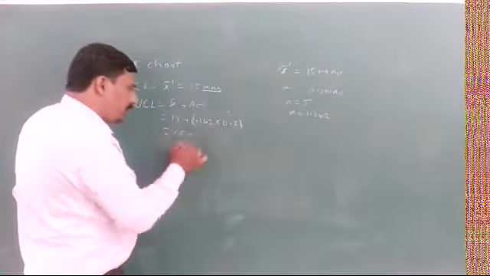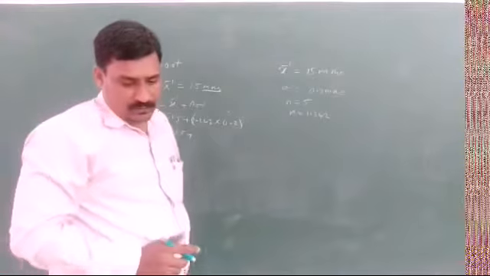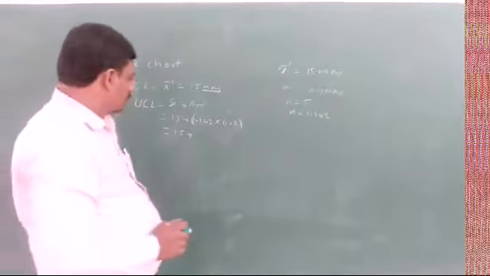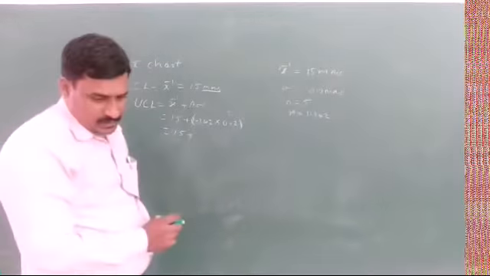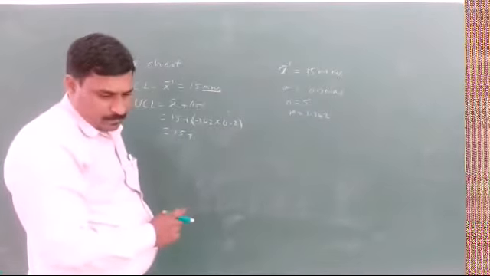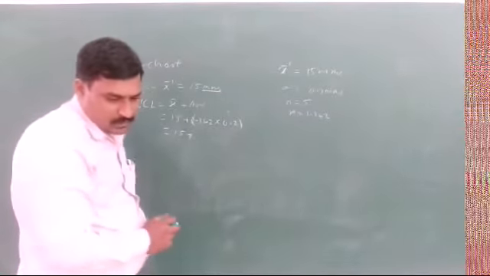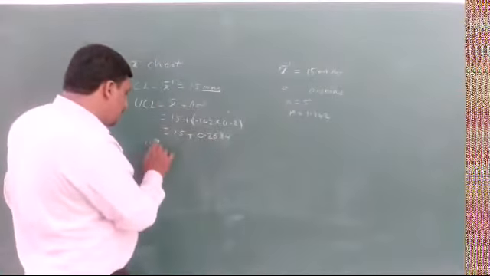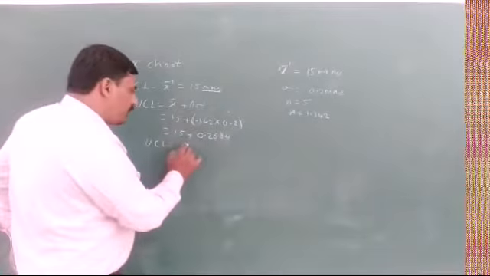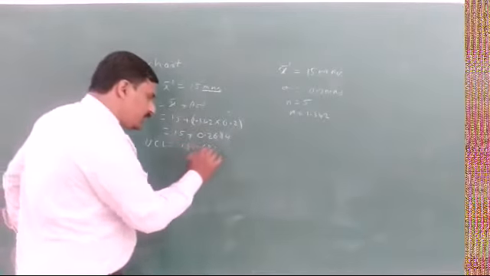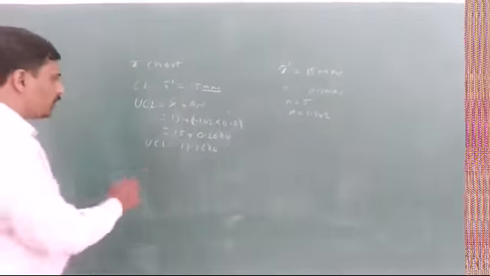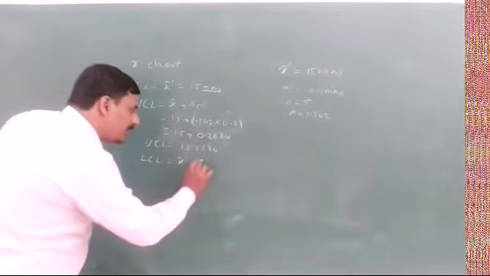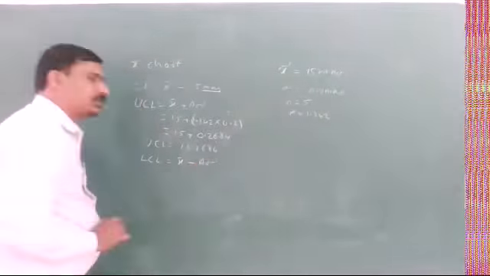So 15 plus 1.342 into 0.2. Finally we get 0.2684. So the upper control limit is 15.2684. Then the lower control limit, LCL, is equal to X bar dash minus A sigma dash.